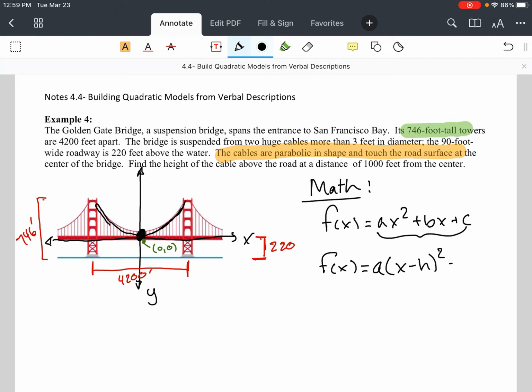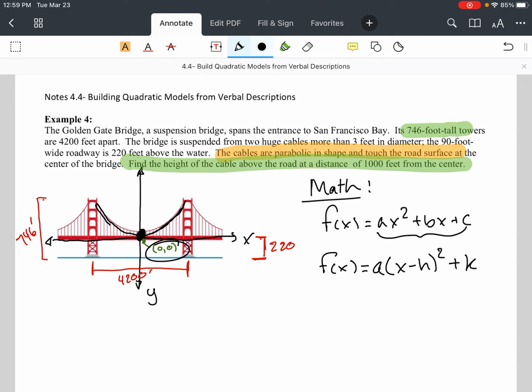Okay, so again, in class, we figured out that vertex form is the same as quadratic form. Okay, so those are the same thing. So we're going to use this information to come up with the equation so that we can actually figure out what the question is asking. Okay, so let's go ahead and do this.